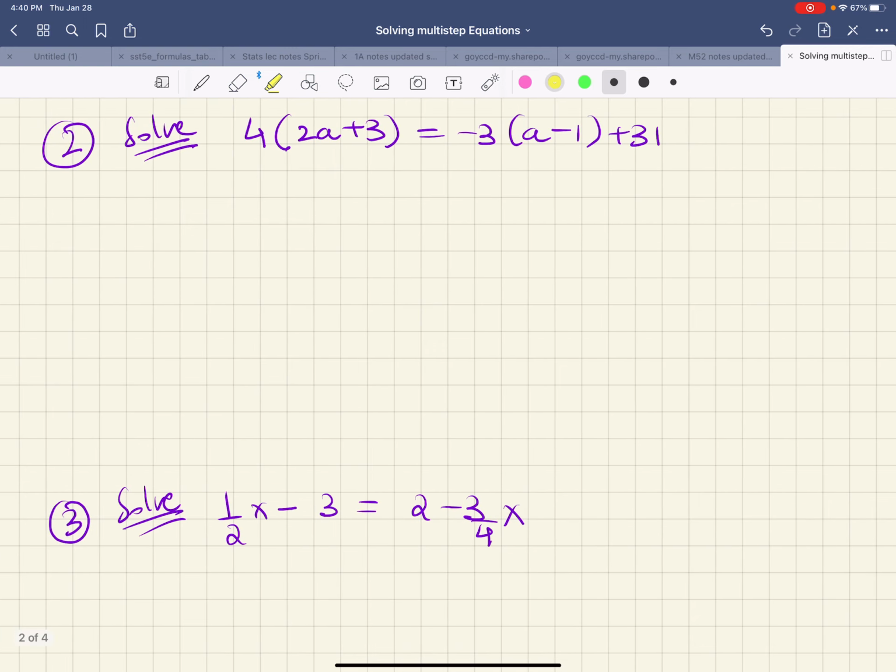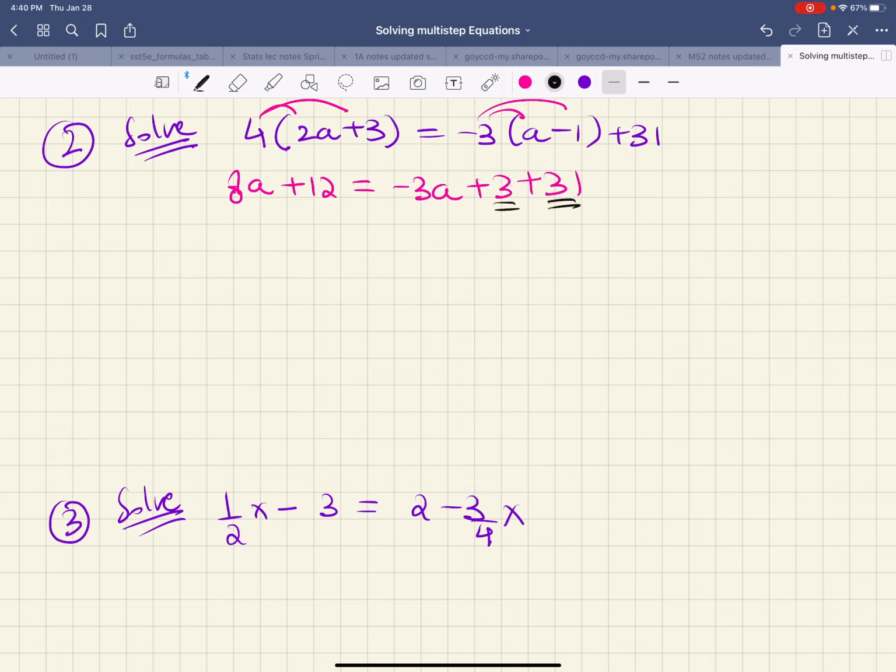Next equation we are going to look at is 4 times (2a plus 3) equals -3 times (a minus 1) plus 31. First thing, looks like on the left hand side I have some like terms to combine, and also on the right hand side. So 4 times 2a is 8a, distributive property, plus 4 times 3 is 12, equals -3a, and -3 times -1 is +3, plus 31.